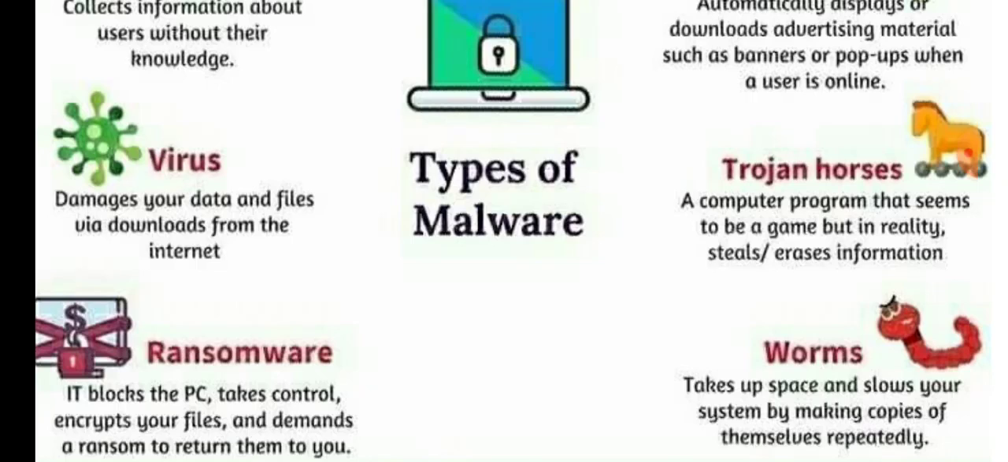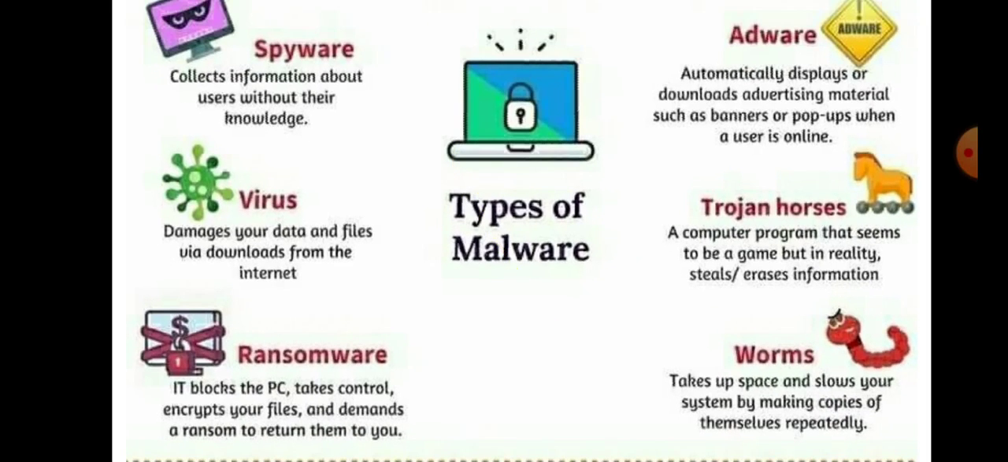And last is worms. They replicate the files within the computer system. So we can say that they take up space and slow your system by making copies of themselves repeatedly. So that is the worm. That is a brief introduction to all the types of malwares. Now it's time to take them one by one.